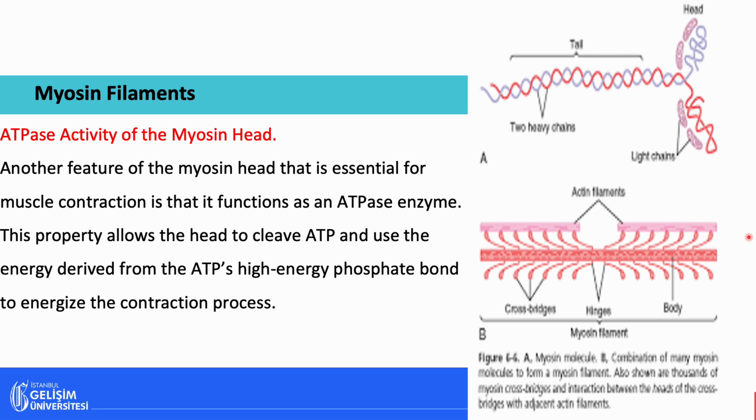Alright, so the myosin head has an important property that is necessary for muscle contraction, and that is its ATPase activity. This means that the myosin head can act as an enzyme and break down ATP molecules, releasing the energy that's stored in the high energy phosphate bonds. So the energy is then used to fuel the contraction process. Therefore, this ATPase activity of the myosin head plays a very, very critical role in the sliding filament theory of muscle contraction.